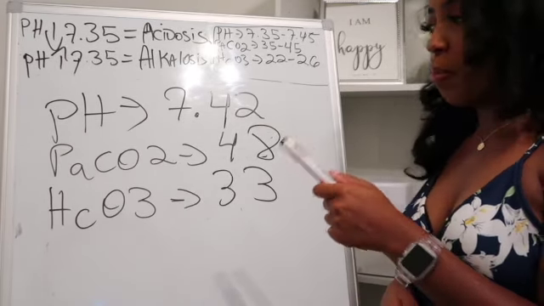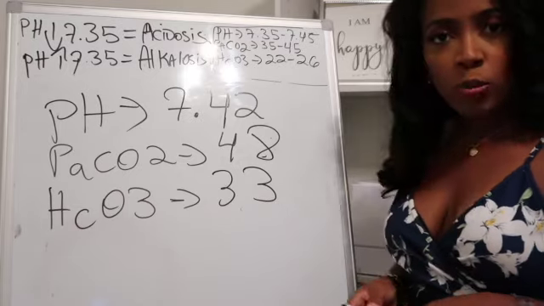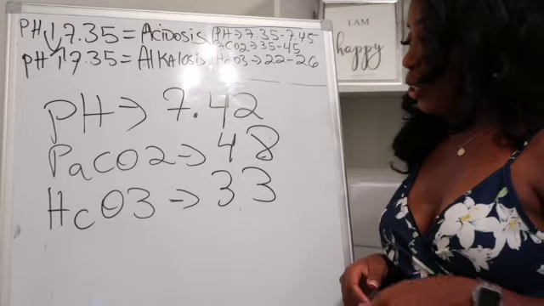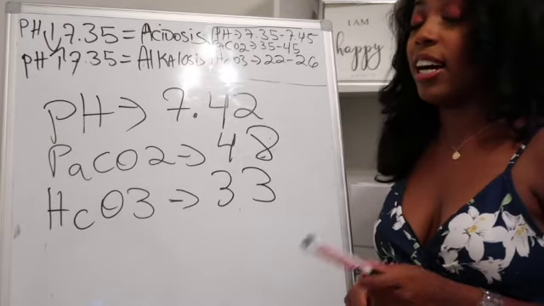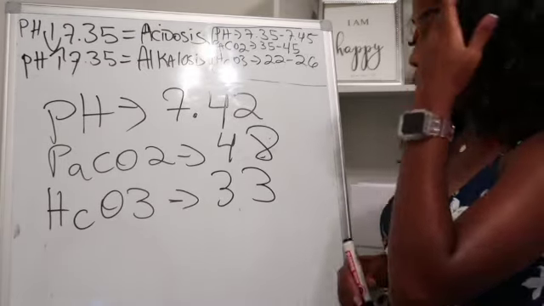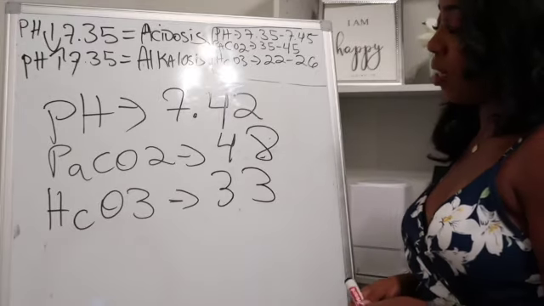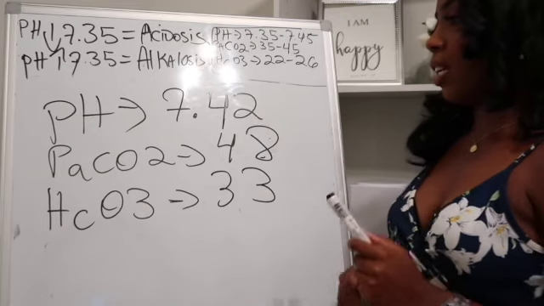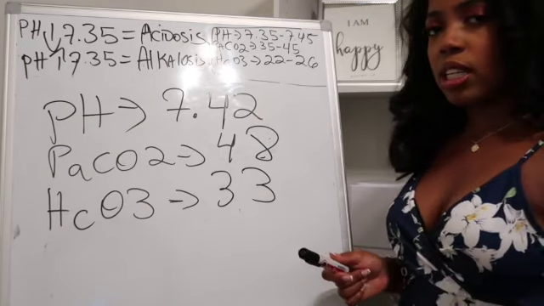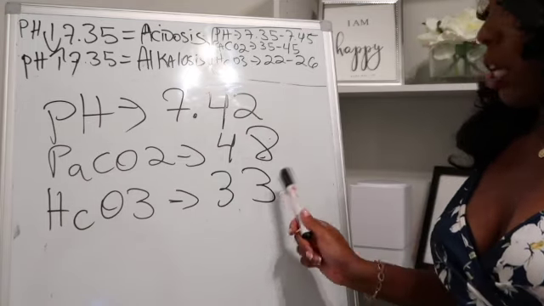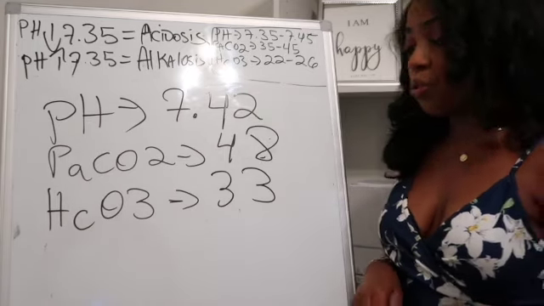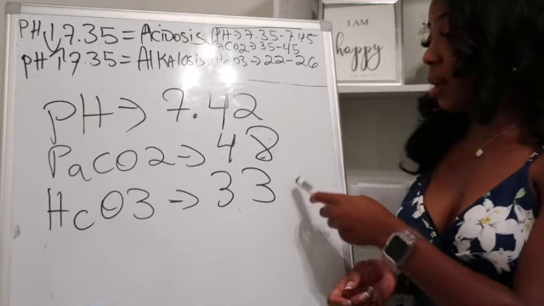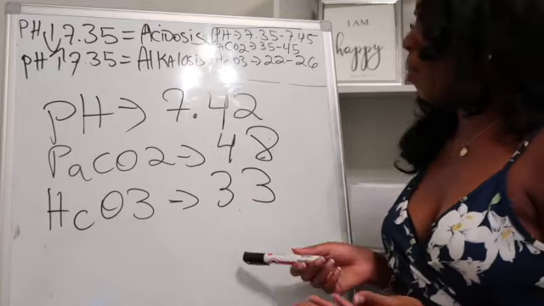All right, let's look at the PaCO2. So normal PaCO2 is 35 to 45. Patient's PaCO2 is 48. Now that is abnormal, okay? So something is maybe wrong with the lungs, okay? Because PaCO2, remember we matched it with acid and lung. The patient has too much acid in there. HCO3, we matched it with the kidneys, basic. It's 33. Normal HCO3 is 22 to 26. So something is wrong with the kidneys. It's a metabolic problem too.